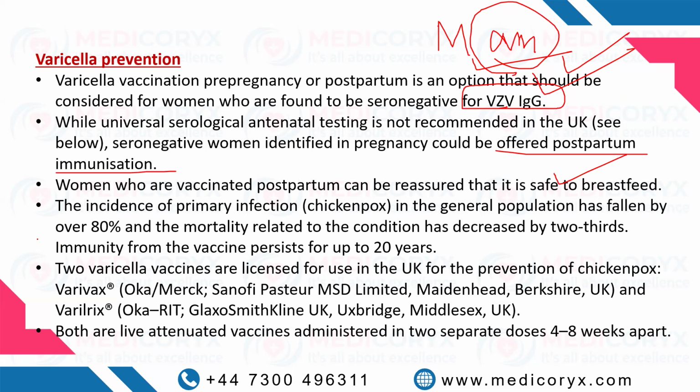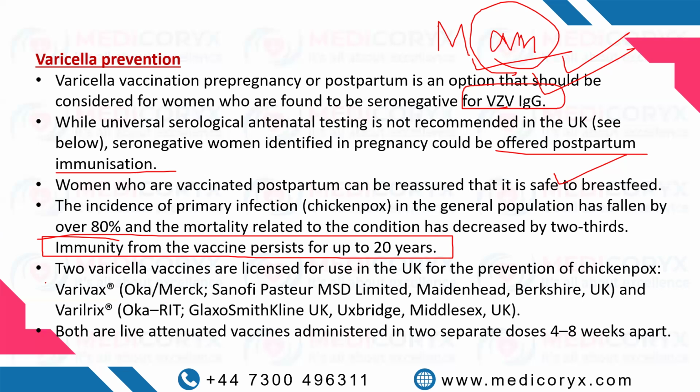And how long does this immunity stay? Immunity from the vaccine persists for up to 20 years. And immunity after the virus itself occurs for life, because the virus gives us long-life immunity, which means we are going to be protected unless any unusual circumstances arise.